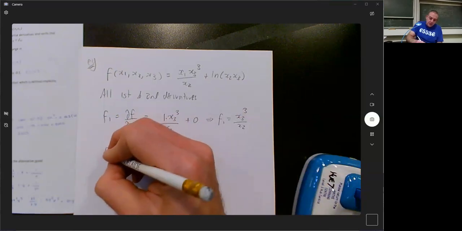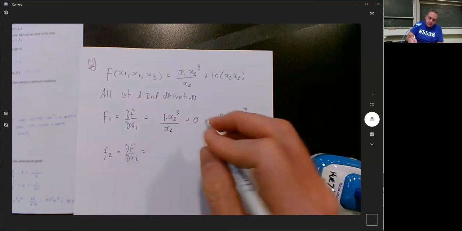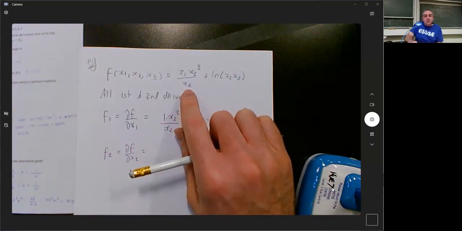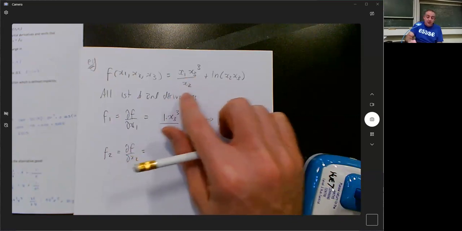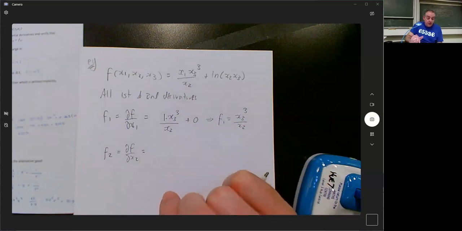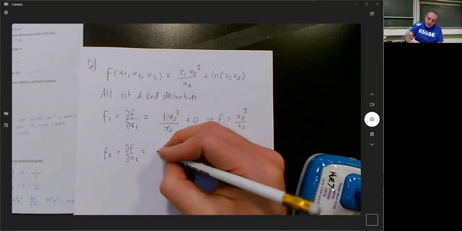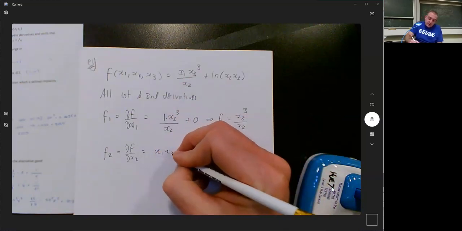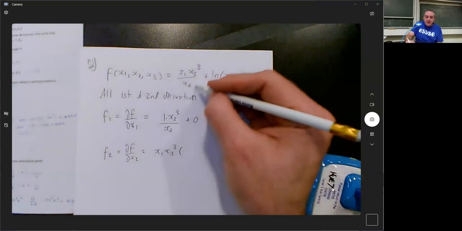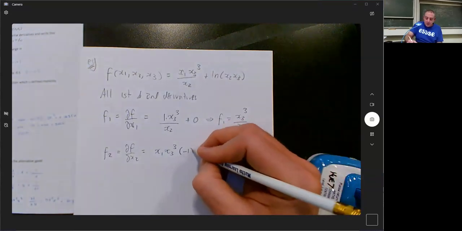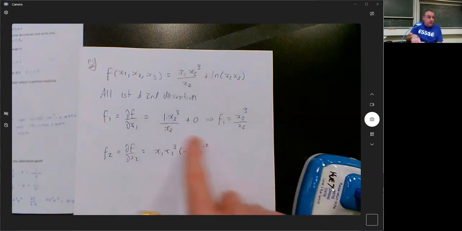Let's do f2. So that'll be df on dx2. So this time, oh, that's not as pretty, is it? The x2 is on the bottom of my fraction. So it might be easier to just rewrite the original function momentarily. I have imagined that as x2 to the power of -1. So the x1, x3 cubed counts as a constant and it's multiplied on. And my x2 is really an x2 to the -1. And so that would be -1 x2 to the power of -2. So that bit there becomes this.